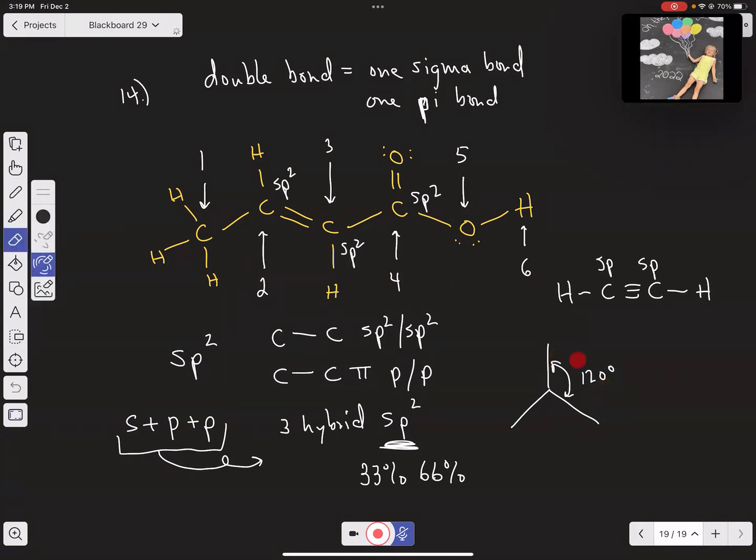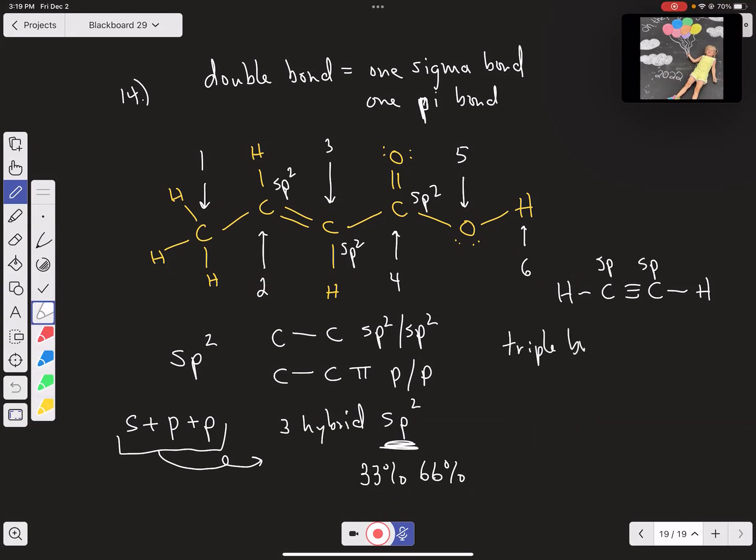we still have one sigma bond, but now we have two pi bonds. So a triple bond, we're still going to have one sigma bond, and now we're going to have two pi bonds in that triple bond. So that's why we're sp hybridized.